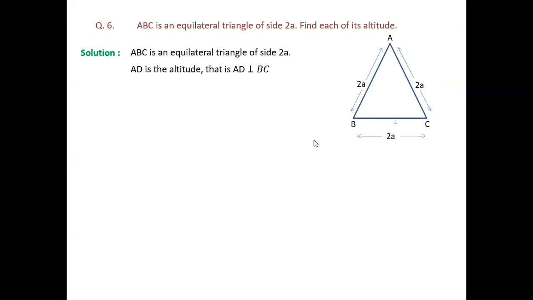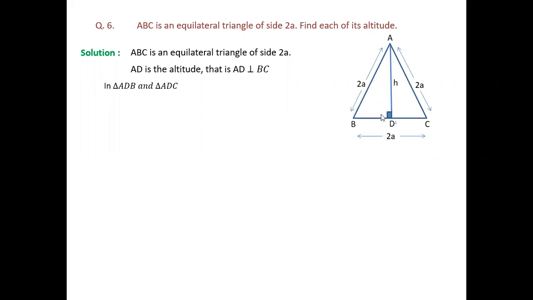Clear? Now, AD is the altitude. That is, AD is perpendicular to BC. Altitude means from here there should be a perpendicular. Okay, perpendicular drawn. So this is perpendicular, and here this is D. AD is a perpendicular. That means this angle is 90 degrees. Now, from A to D is a perpendicular.